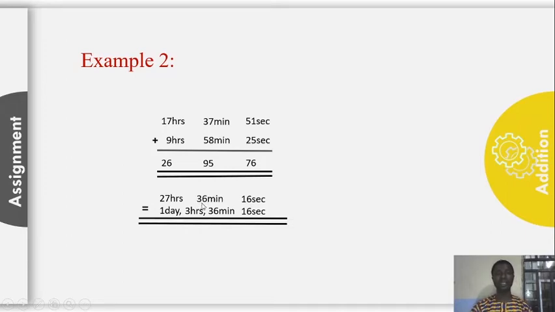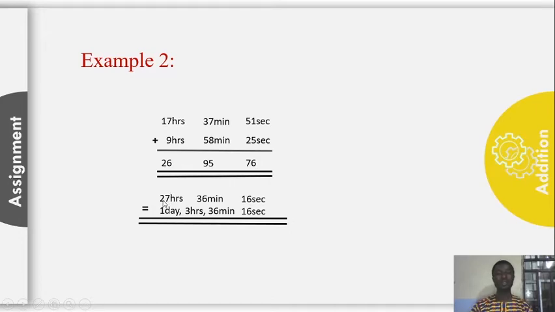And the 60 minutes you moved away is equivalent to how many hours? 60 minutes make 1 hour. So, when you carry that 60 minutes as 1 hour, you add it to the 26 hours.